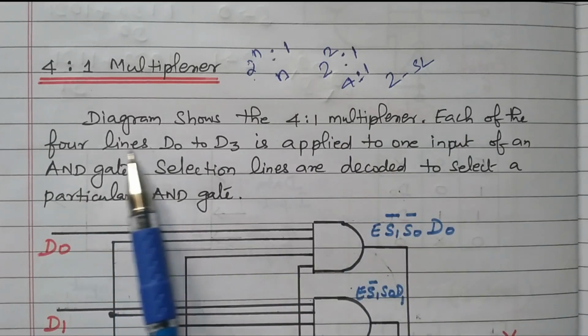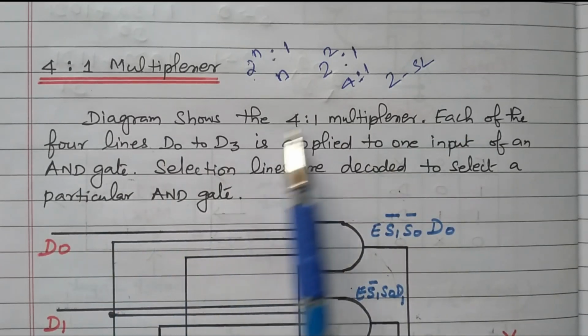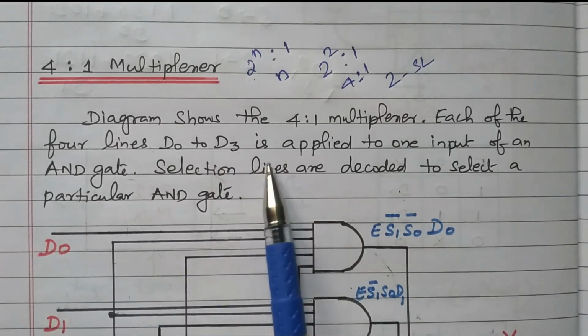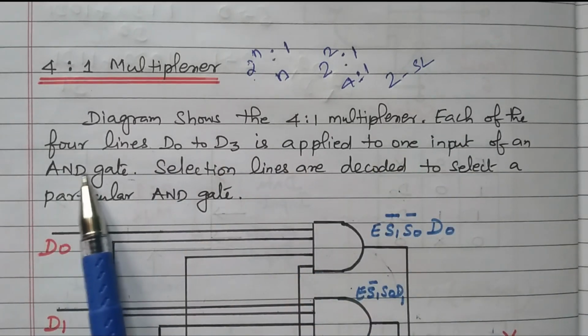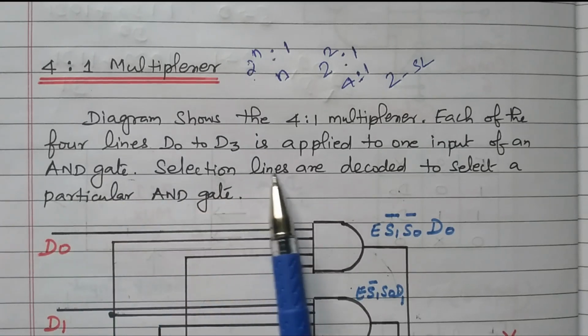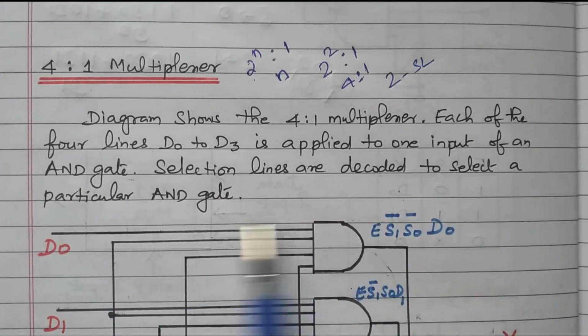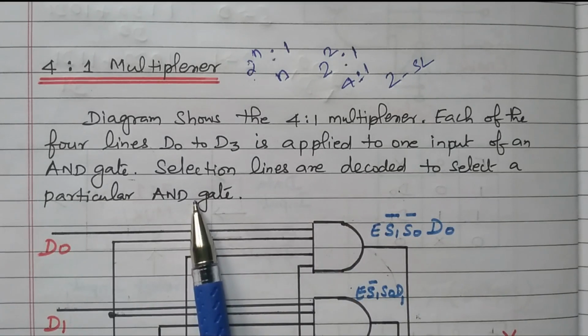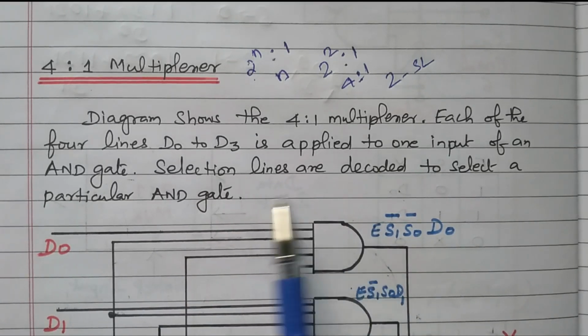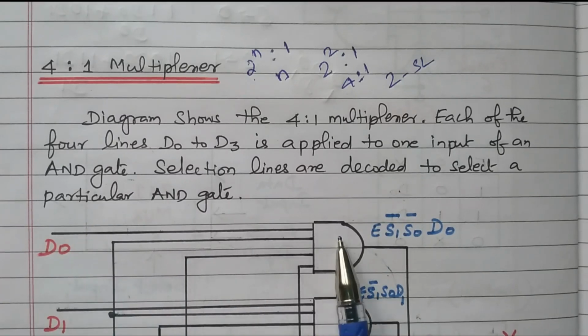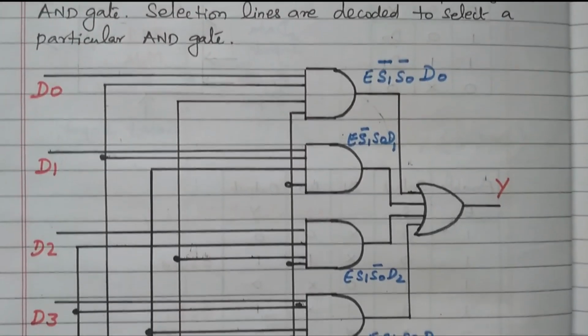Each of the 4 lines D0 to D3 is applied to one input of an AND gate. We are using AND gates. Selection lines are decoded to select the particular AND gate, right? The selection is done by the selection line, that is decoded by the selection line. Here we are using the AND gate. Now we'll go to the logic diagram.